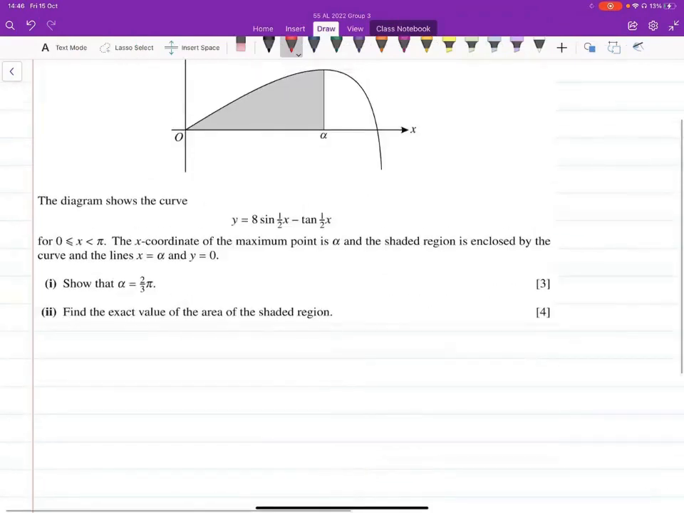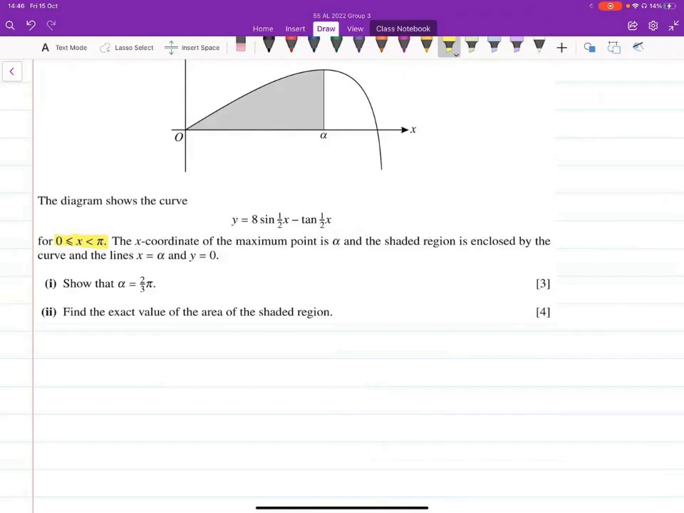All right. So the diagram shows this curve. We have this curve and we have some shaded region there. Curve की equation है y equals 8 sine half x and so on. And it's shown for x between 0 and pi. So x की domain is between 0 and pi.